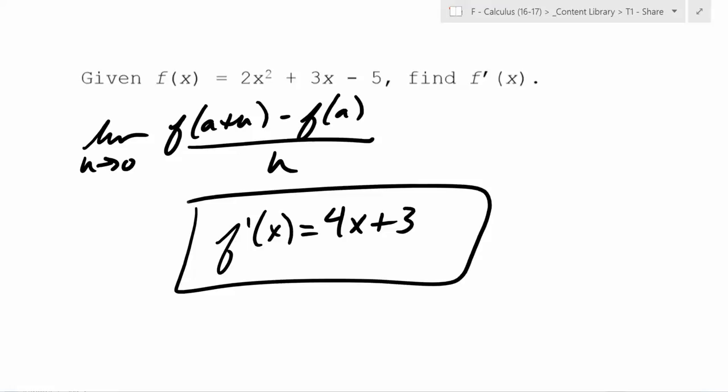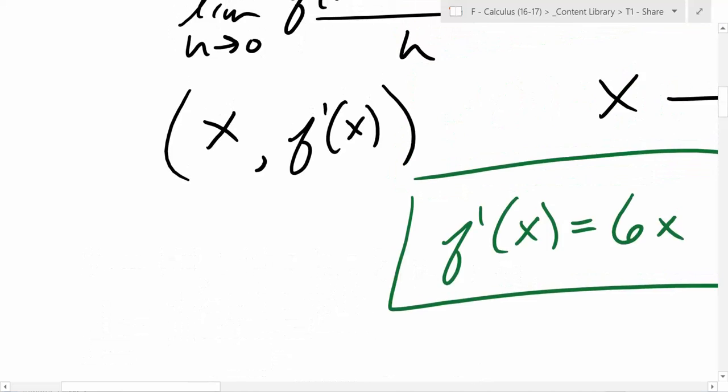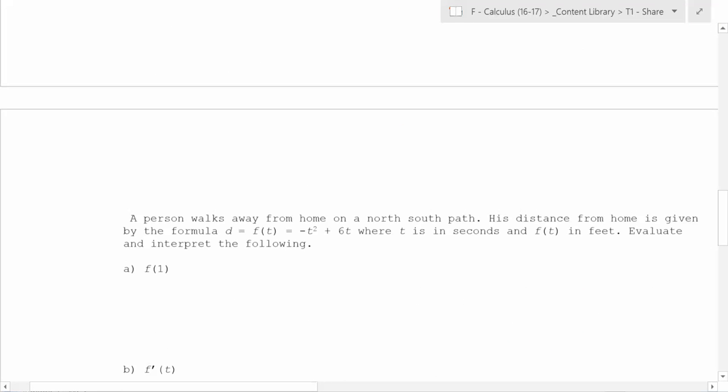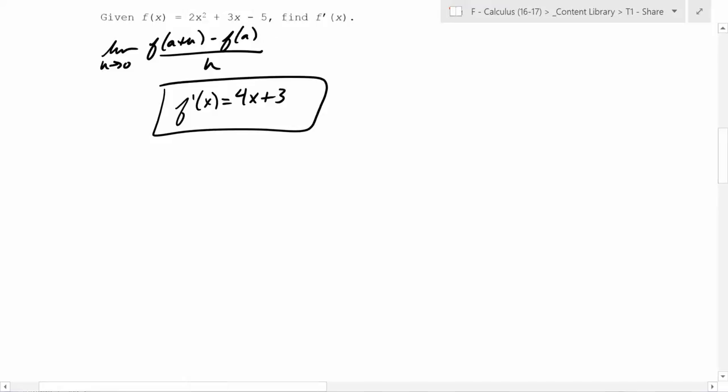So in this case, what is the derivative of this function? 4x plus 3. You can clean up your algebra later, but the idea is the h should eventually cancel. And especially when you're dealing with a polynomial, you will get a clean answer.